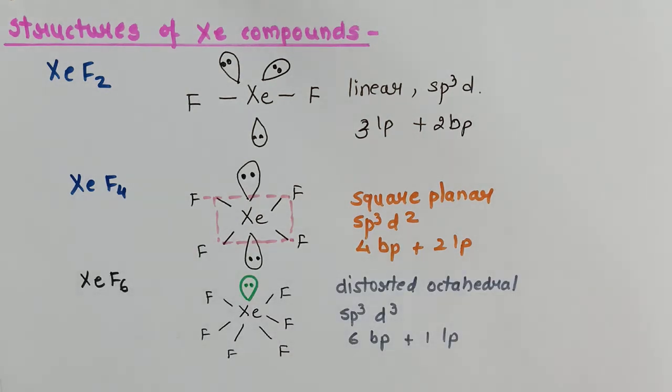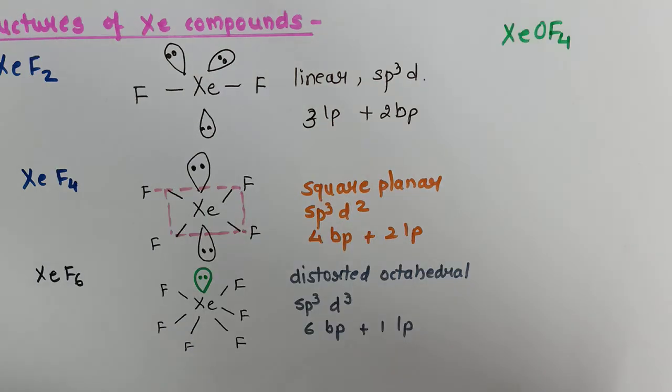The next compound is xenon hexafluoride. So 8 electrons are available in the outermost shell of xenon. Out of these 8 electrons, 6 will be used in forming bonds with fluorine. 1 lone pair will be left out, and therefore XeF6 will show distorted octahedral structure where xenon undergoes sp3d3 hybridization, with 6 bond pairs and 1 lone pair.